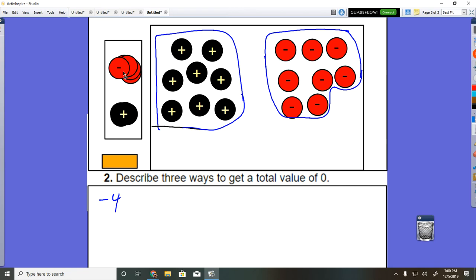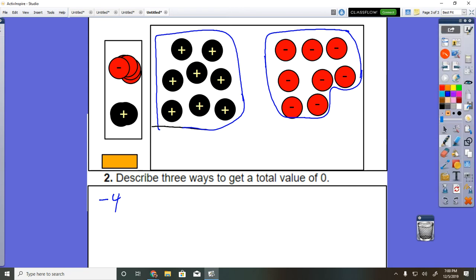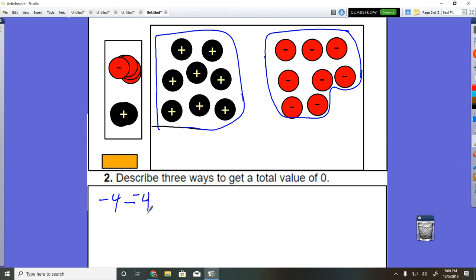Took away the 4 negatives. So I could subtract 4 negatives. Okay, so I'm subtracting 4 negatives, and that will get me to 0. All of the positives on the board cancel out all of the negatives on the board, and we have a total value of 0. That is one way I can do it.